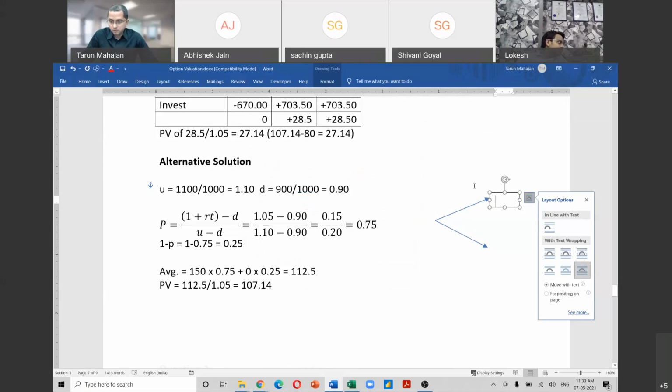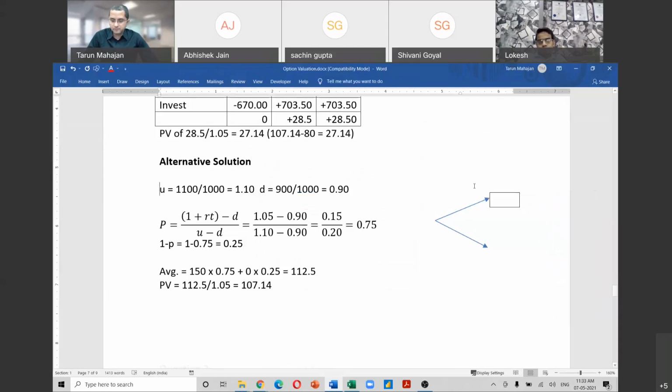Okay, just give me one moment. I'll create it by drawing tool. This seems to be a difficult way.